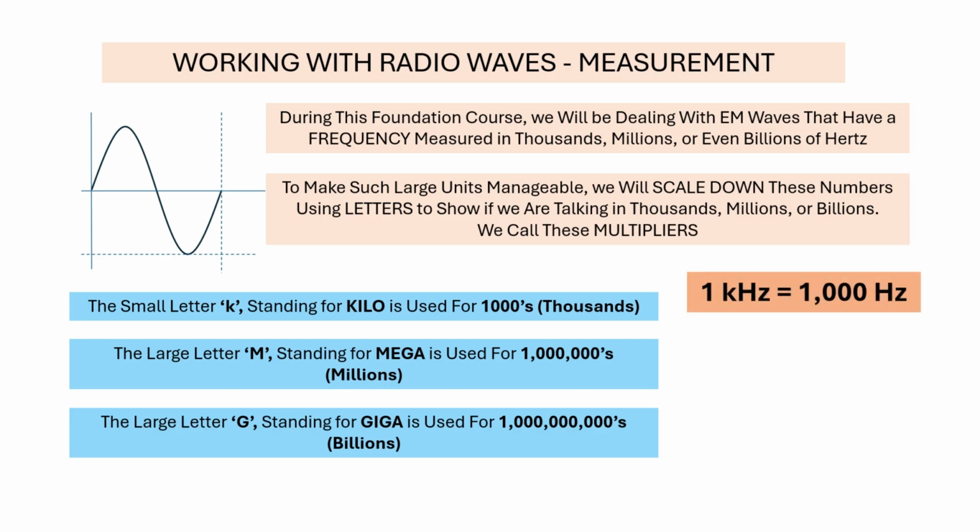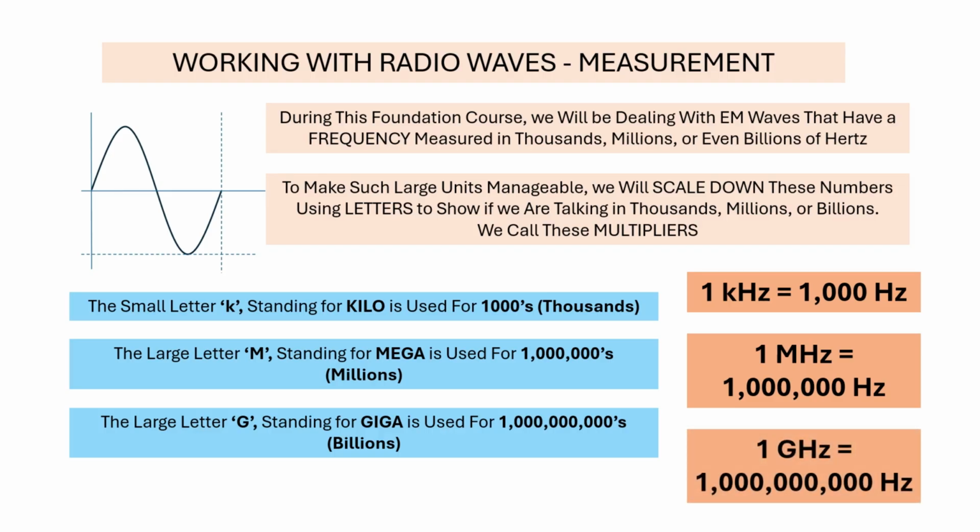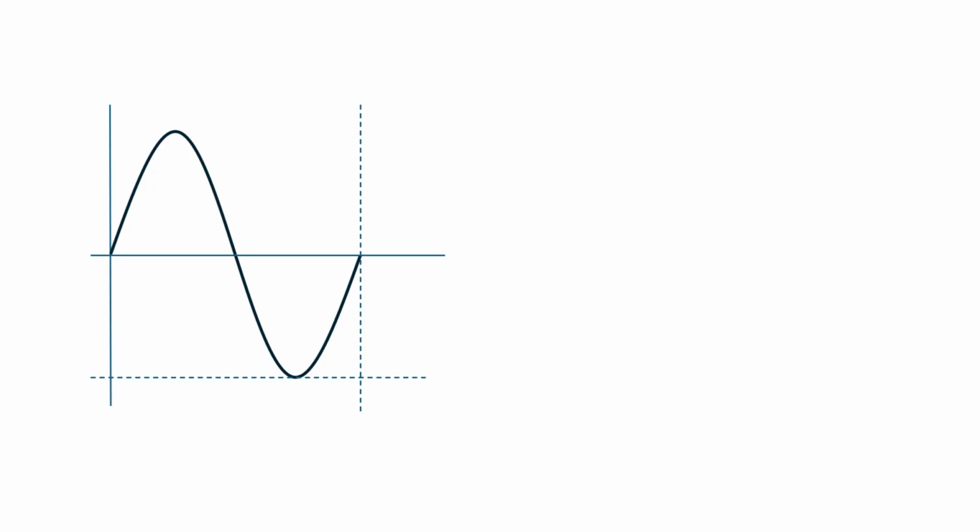1 kilohertz, or kHz, is 1000 Hertz. 1 megahertz, or MHz, is 1 million Hertz. And 1 gigahertz, or GHz, is 1 billion Hertz, or 1 followed by 9 noughts. As we learn more about EM waves, we will need to work out the length of the wave as it propagates between a transmitter and a receiver.